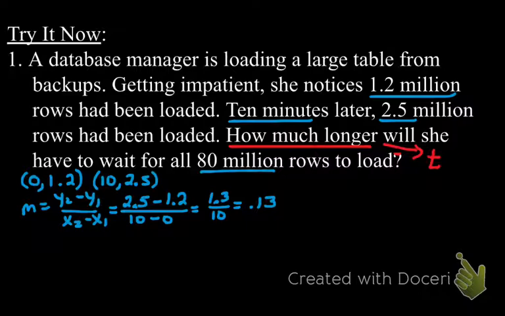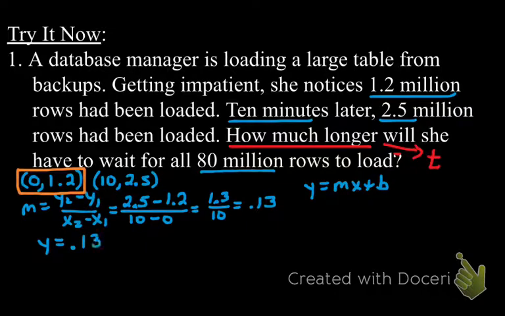Based on that, we can write down our equation because notice right here, let me circle this and put a box around it in orange, we actually have the y-intercept, which is really nice for us because that way we know, remember our normal equation, y equals mx plus b. The m is the slope, which we just figured out, and the b is the y-intercept, which we know from that orange box. So that means we can write down y, the number of rows loaded, is equal to 0.13 times x, the number of minutes.